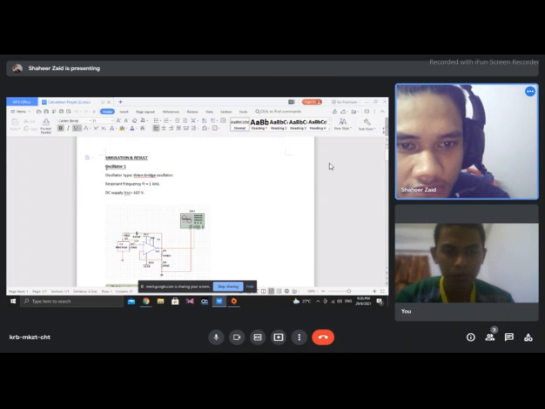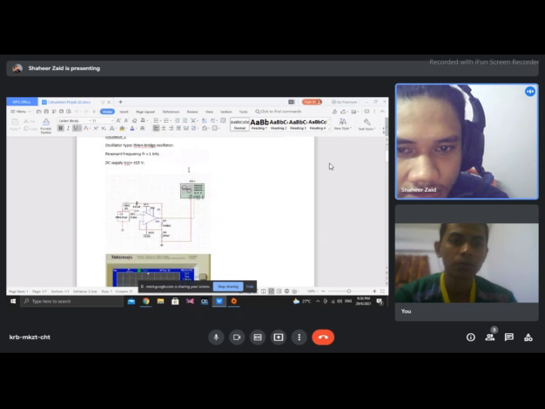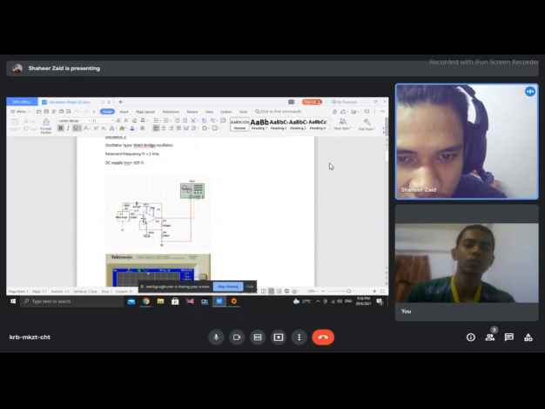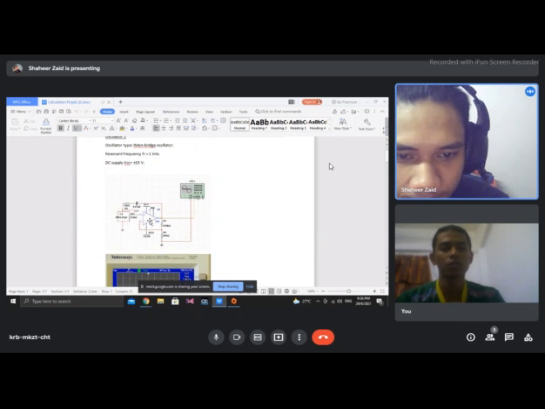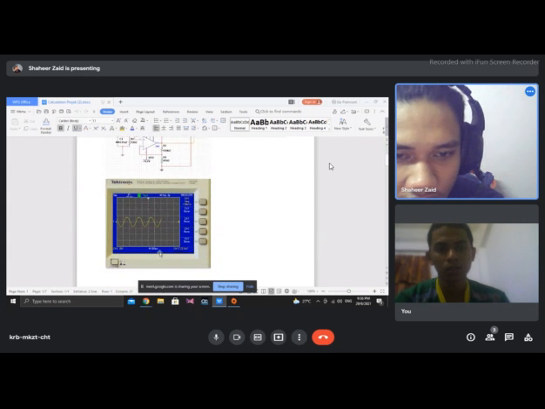Today I want to explain about the simulation and results. The first simulation result is oscillator 1. The oscillator type is a Wien bridge oscillator. The general frequency is 1 kHz. For the DC supply we are using plus minus 50 volt. This is the oscillator 1 circuit, and we are using the 7.1 amp. After that we get this output on the oscilloscope.